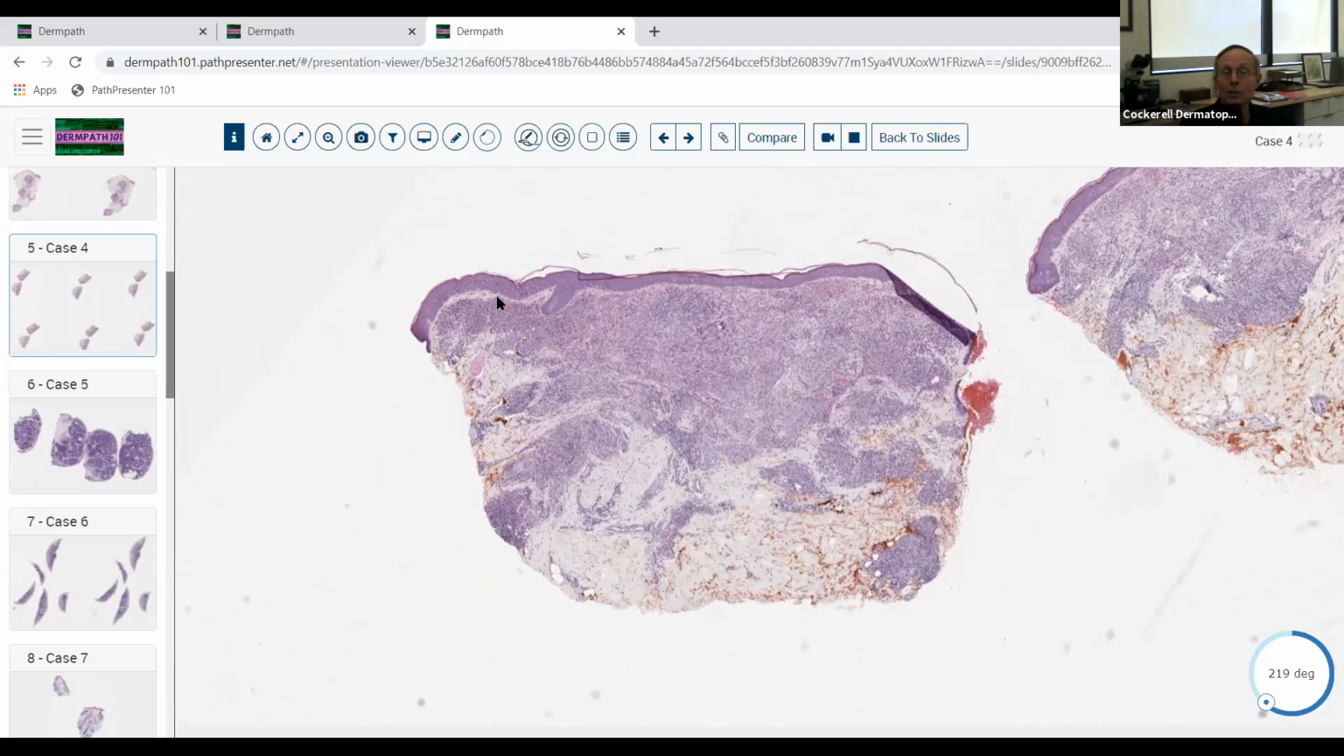Notice that there's a small zone of pallor just beneath the epidermis. You all know what that is. That's a so-called Grenz zone. If you look at the body location, it's kind of hard to be sure where we are, but this might be near the face. It's not on volar skin, that's for sure.